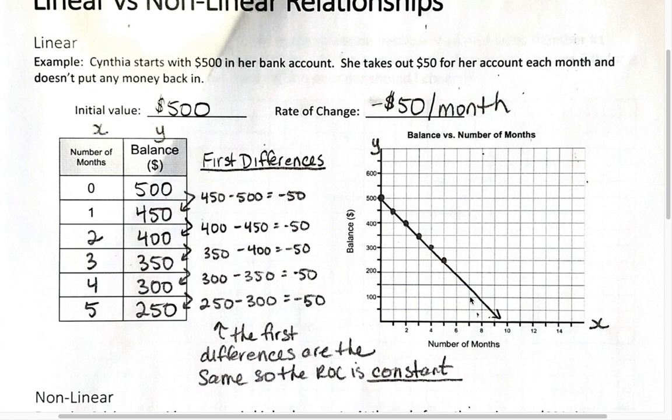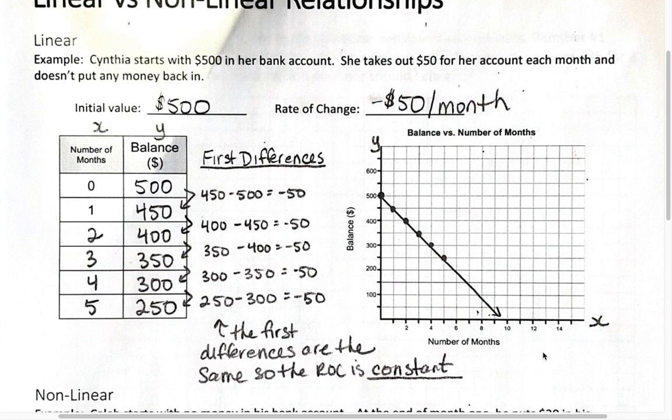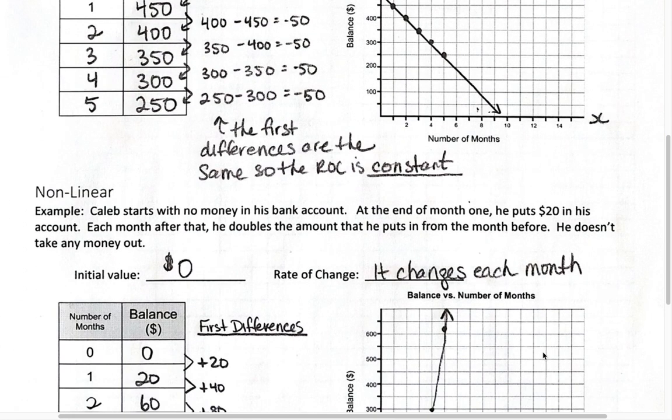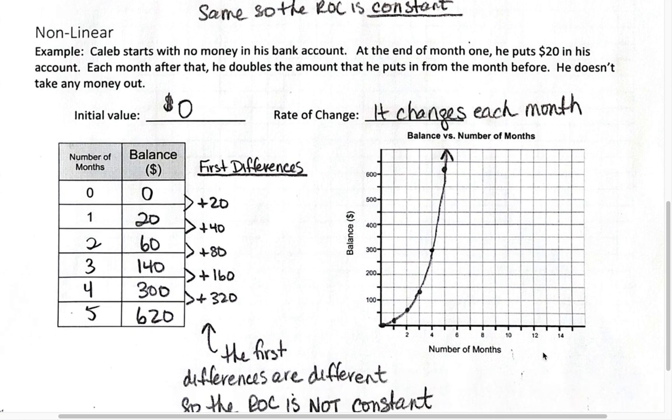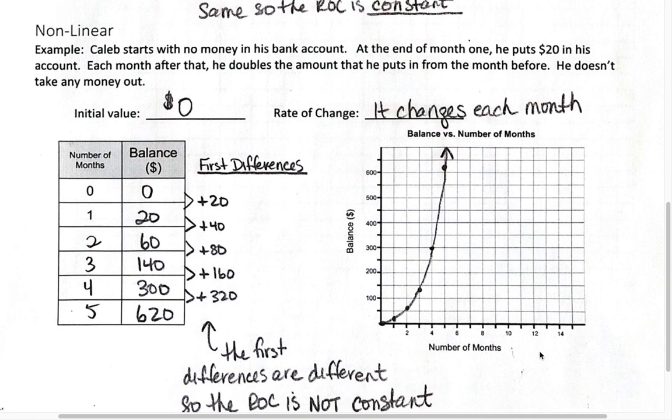So in a second example, I'm going to show you a similar situation, but this time it's going to be a non-linear relationship. In this example, we've got Caleb, and he's starting with no money in his bank account, but he's going to start saving some money. At the end of month 1, he's going to put $20 into his account. After that, he's going to double the amount that he puts in from the month before. And we're also going to assume that he doesn't take any money out either.